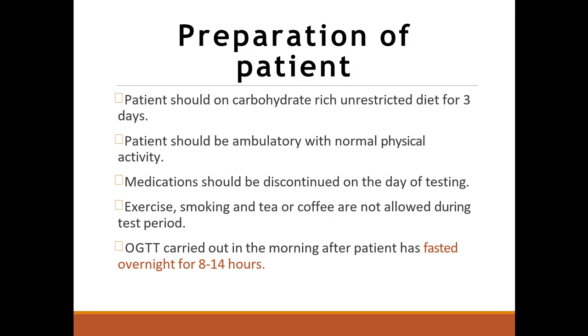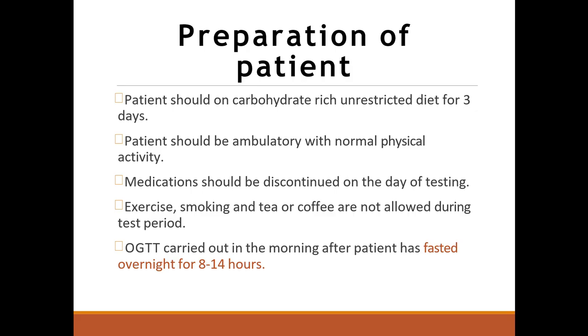Preparation of patient. How do you prepare the patient for the test? Patient should be on a carbohydrate-rich unrestricted diet for 3 days. Patient should be ambulatory with normal physical activity. Medication should be discontinued on the day of testing. Exercise, smoking, and tea or coffee are not allowed during the test period. OGTT is carried out in the morning.